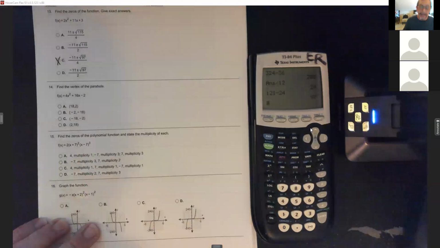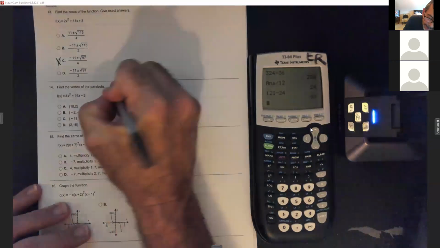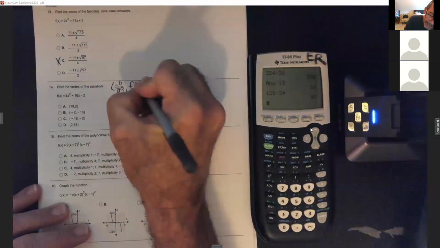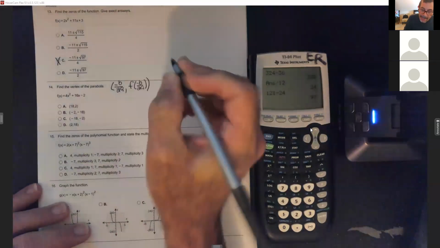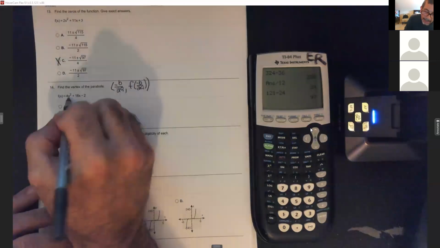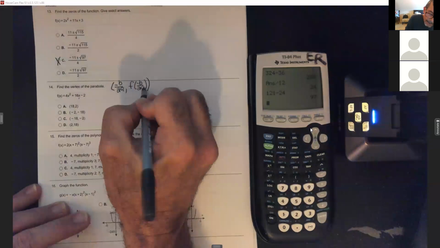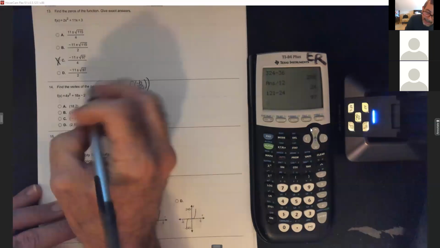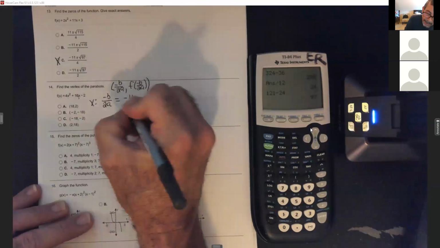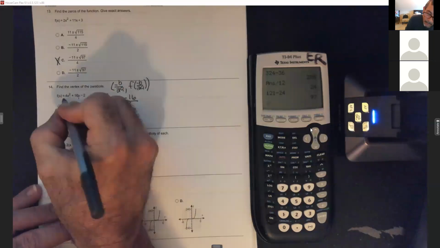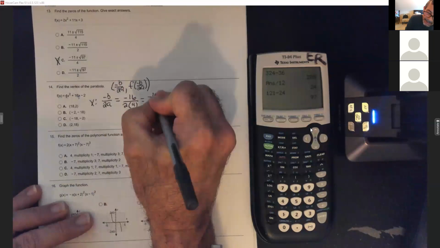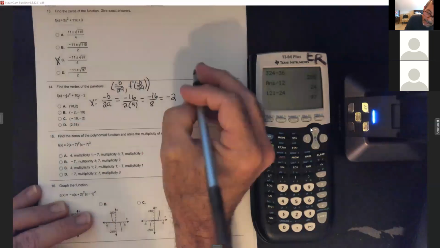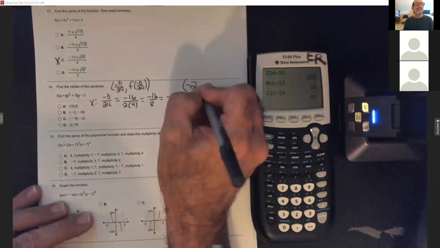All right, y'all, 14, find the vertex. Vertex formula is negative b divided by 2a, and then f of negative b divided by 2a. So you find the x value, then you put that x value back in here to get the y value. So I'm going to get the x first, negative b divided by 2a. B is 16, so I got negative 16 divided by 2 times a, which is 4, which gives me negative 16 divided by 8, which gives me a negative 2. So no matter what, I know my x value is negative 2.